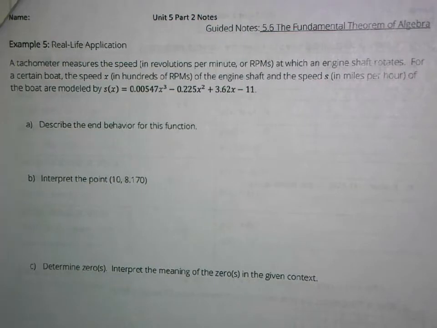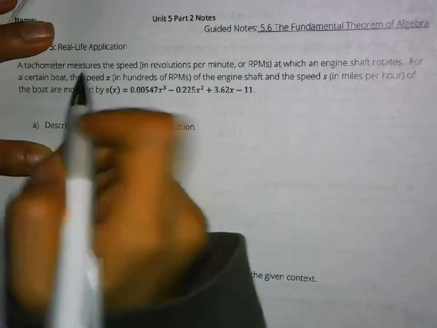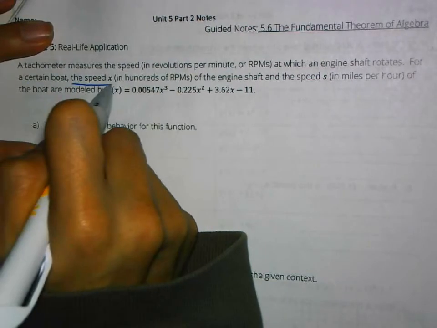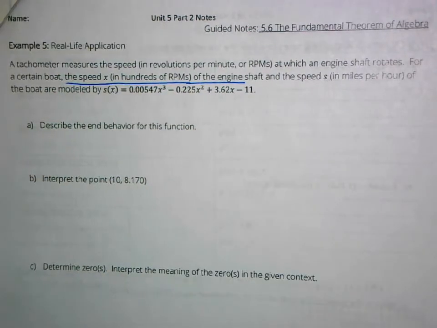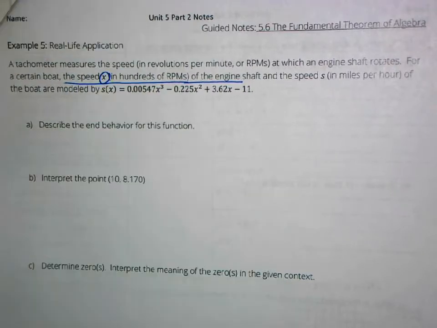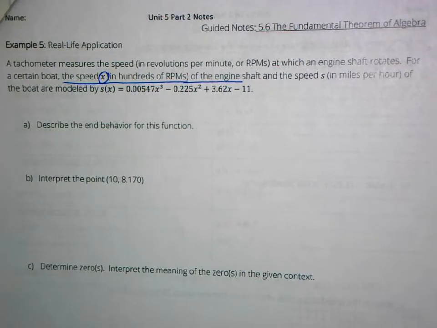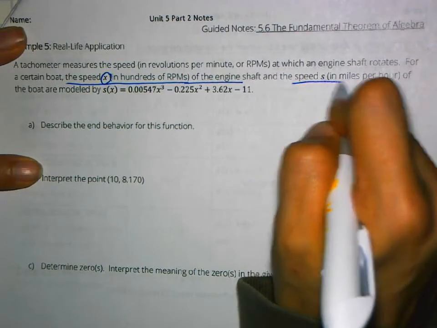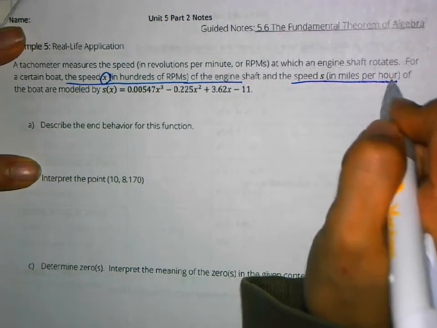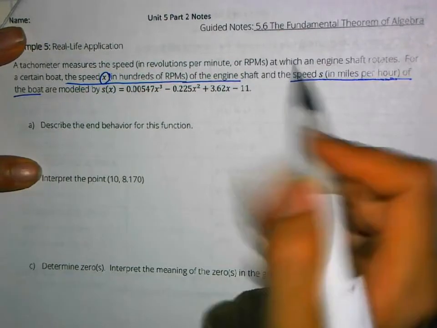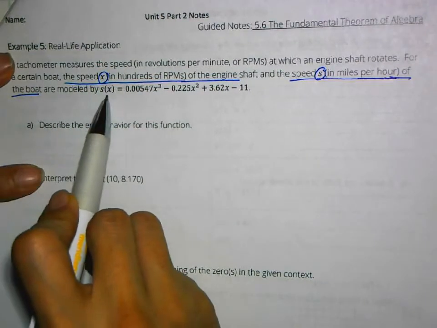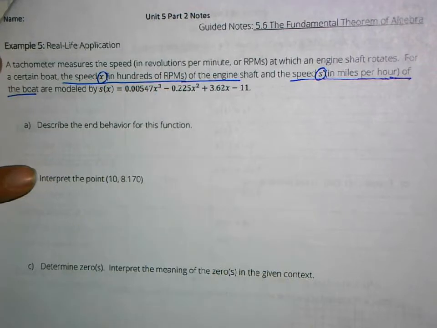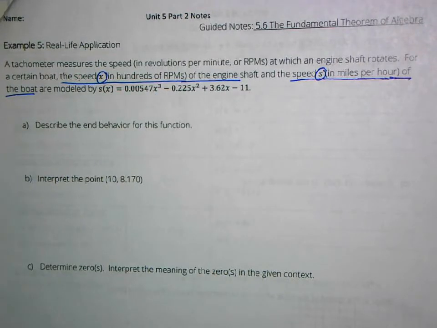All right, a couple of things that we need to know. We need to know what the x represents. If you look at this, the speed in hundreds of RPM of the engine, so x represents the speed of the engine. And the speed s in miles per hour of the boat is modeled, so s represents the speed of the boat. So this is saying the speed of the boat depends on the speed of the engine shaft. All right, so let's take a look at what they want us to do with all this information.